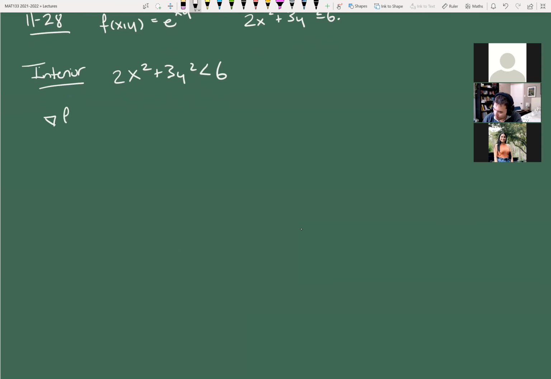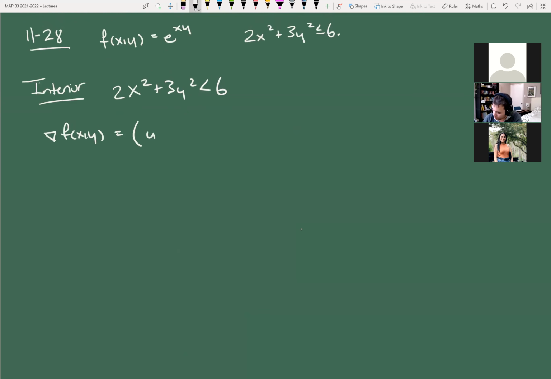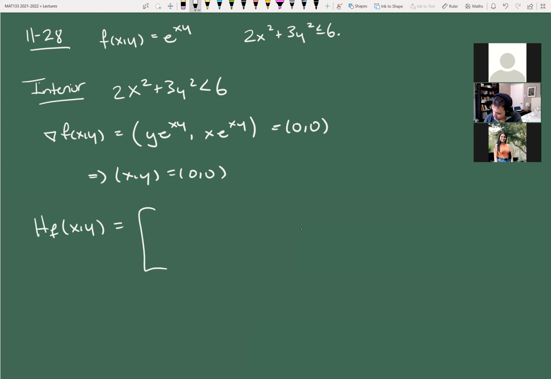So either way, we have to compute the gradient. So why don't we do that first? If we compute the gradient, we get y e to the xy, and then we get x e to the xy. That's equal to (0, 0) precisely when x and y are both 0, right? And then you have to do your Hessian test, and compute what that's going to be. So if we compute the Hessian, what are we going to get? The derivative of that with respect to x, that's y squared e to the xy.